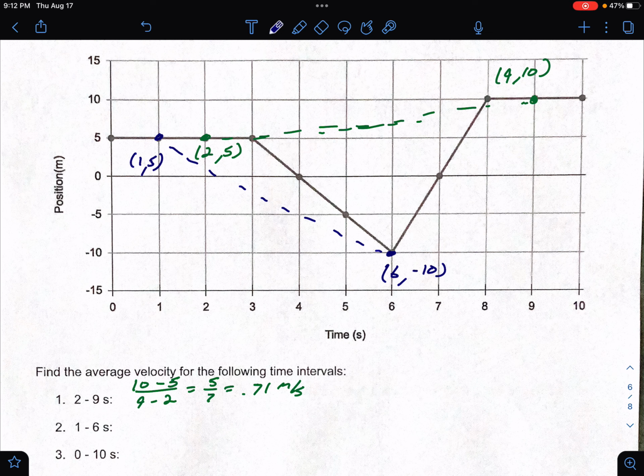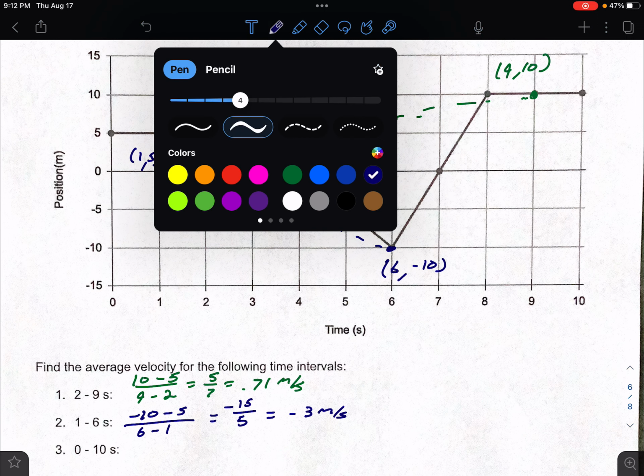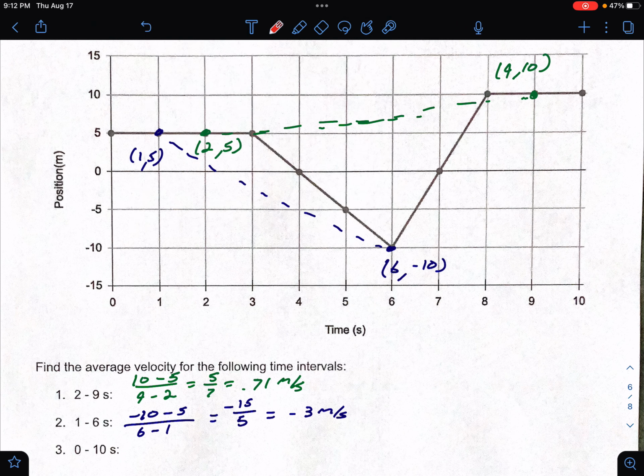So we're going to do y2 minus y1. So that's going to be negative 10 minus 5 over 6 minus 1. So that's going to give me negative 15 over 5, which comes out to negative 3 meters per second. And there's your answer for that one. Okay, so we're going to move on. We're going to do the last one, 0 to 10 seconds. So now we're going to do the whole thing.